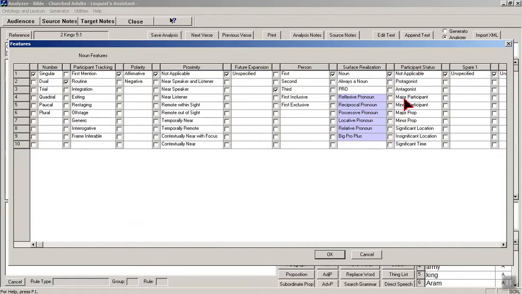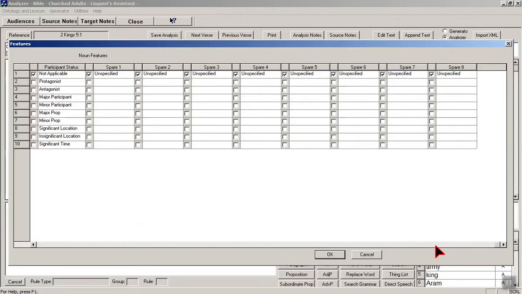The main ones in this next column that I use are significant location and significant time. So if you say, at that city, Paul saw Mary, and you want at that city to be at the front of the sentence, you can mark that as a significant location. At that time, something happened. Okay, so those are all good.